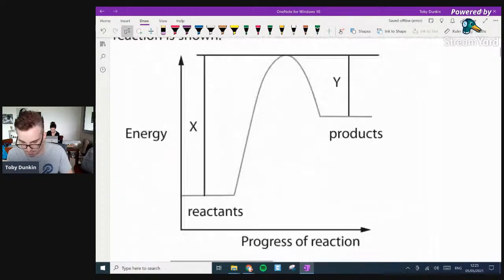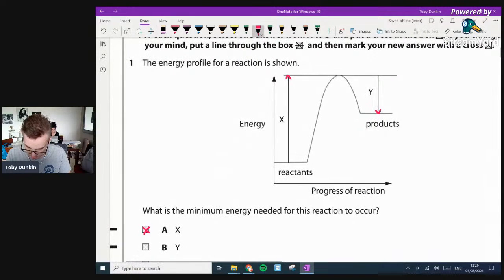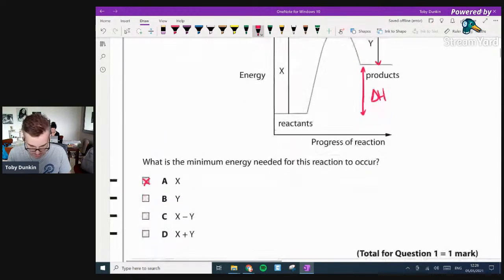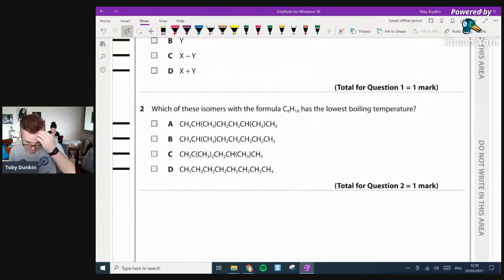By the way, in terms of bonds, this is the energy required to break the original bonds. This is the energy released when the new bonds are made. So the overall reaction will be endothermic. And this bit here, all the way down to here, is the overall enthalpy change. Just so you know.